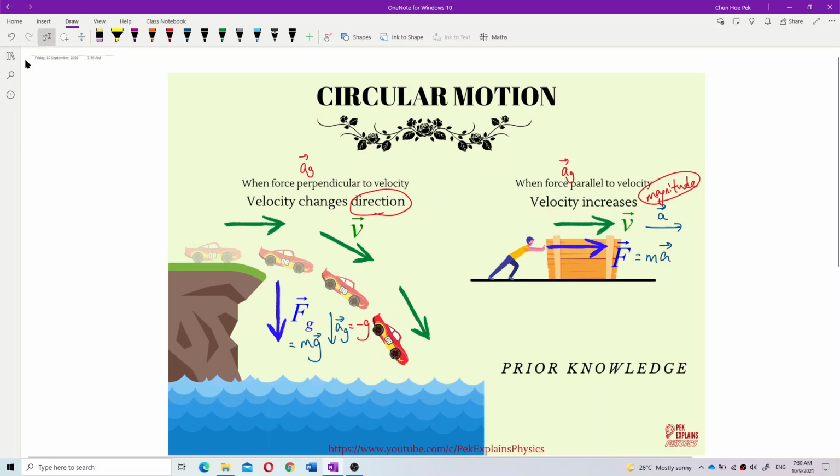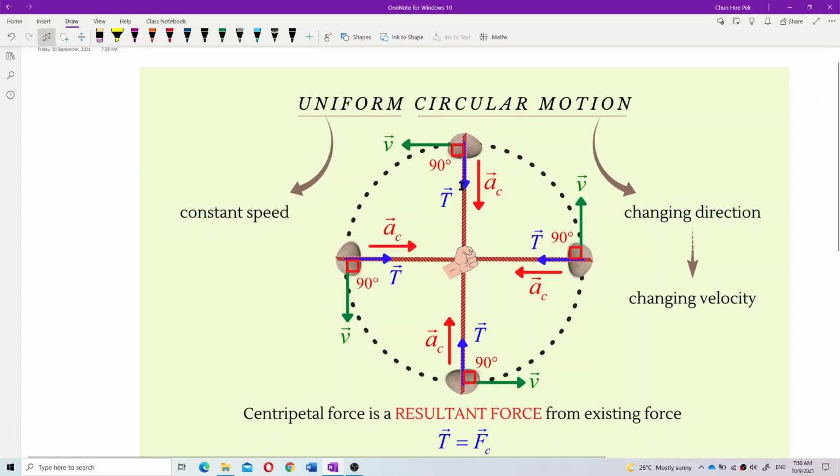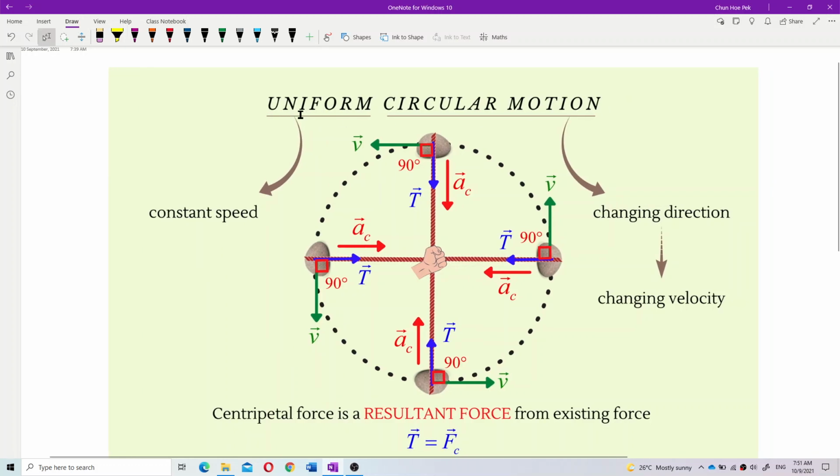So let's look at the forward slides. Now we are going to learn about uniform circular motion. What is meant by uniform circular motion? Uniform itself means, like you see this stone, it moves in a circular motion. Firstly, uniform means constant speed.